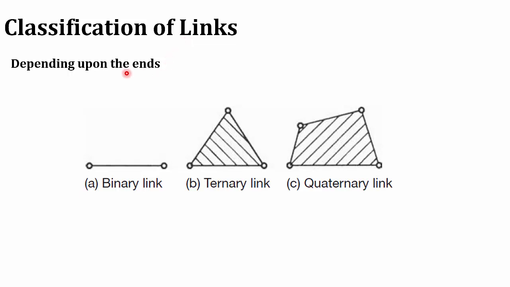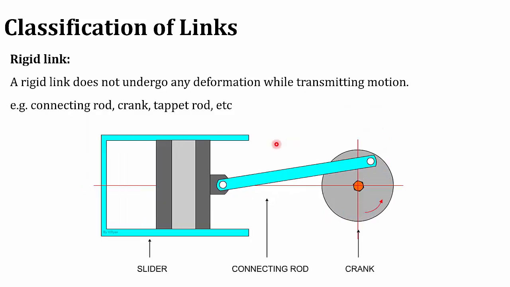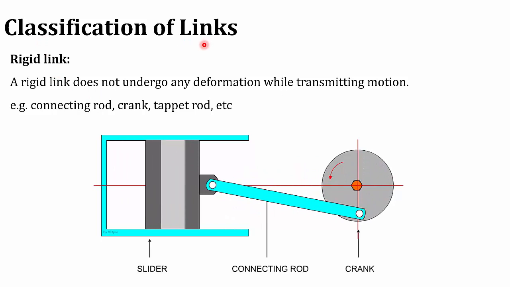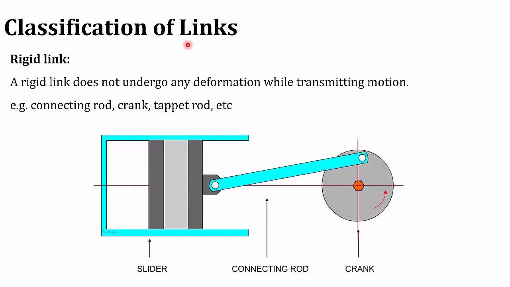Now, the classification of links. Links are initially classified based on the type of ends. The first one is the binary link. If the link has two vertices, then it is called a binary link. Then the ternary link. If the link has three vertices or three joints, then it is called a ternary link. Then the quaternary link. If the link has four vertices, then it is called a quaternary link. Further, the link is classified into three: rigid link, flexible link, and fluid link.